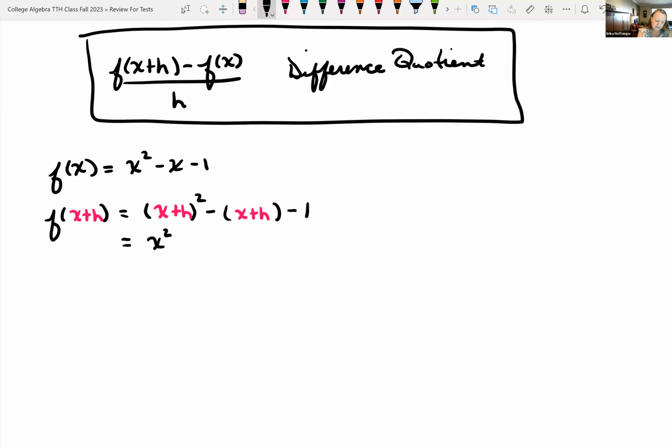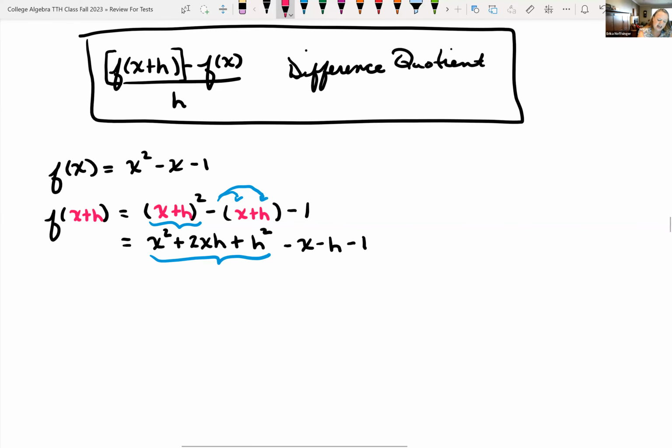That would give us x squared plus 2xh plus h squared. So that is if you multiply x plus h times x plus h, we would get this back. Be careful when we have negatives. We need to carry that negative inside the parentheses. So this is going to give me minus x minus h. And then I have a minus 1. So that was just my first piece in my numerator.